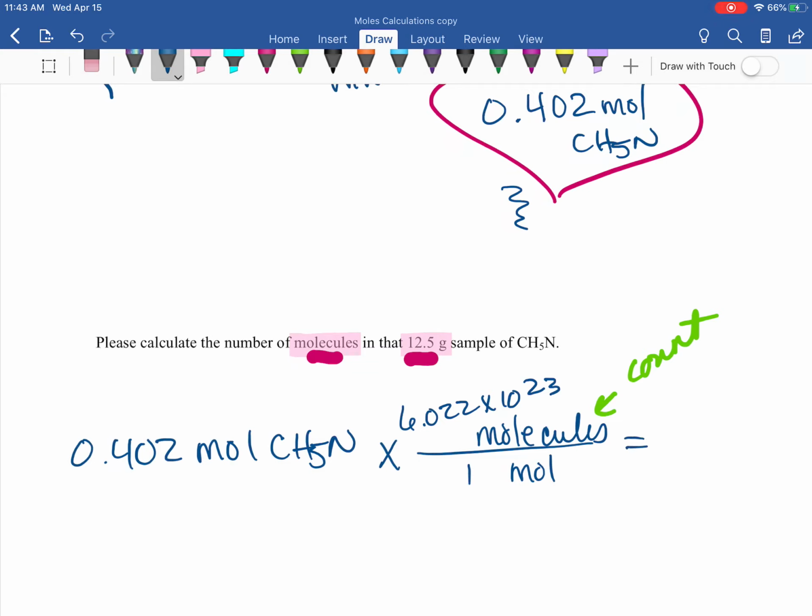Ooh, I ran out of space. Not good planning on my part. All right, let's calculate that. Grab your calculator. Let's see how many we have.